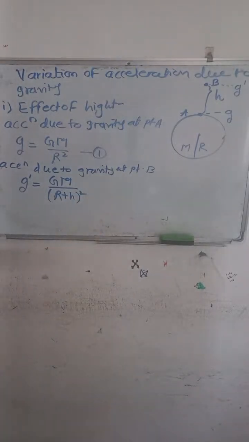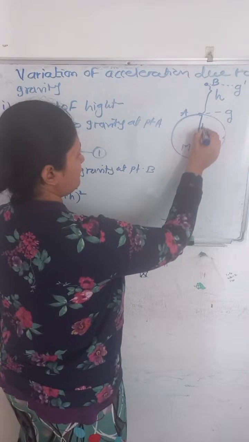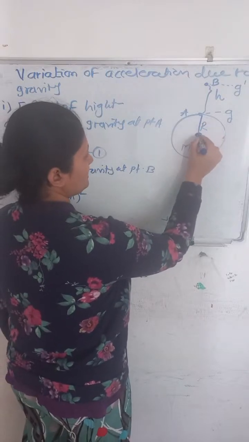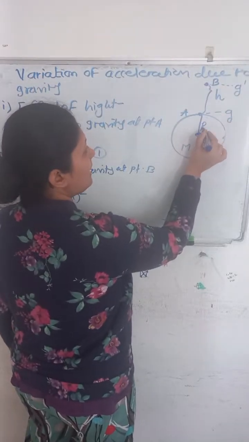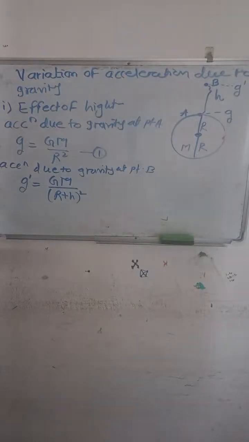Because now the body is kept at a certain height from the center of the earth. This is the radius of the earth, so we take the center to this height, the total distance will be R plus h. So g dash is equal to GM upon (R plus h) whole square. You can consider this as equation number 2. Now here we are interested in g dash.